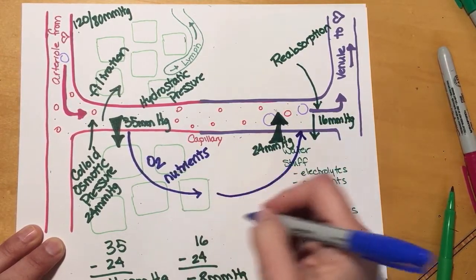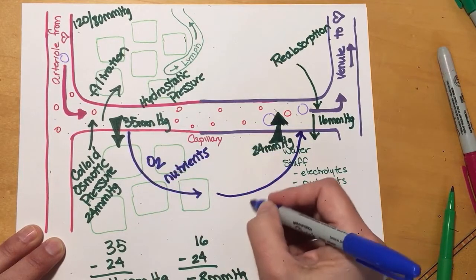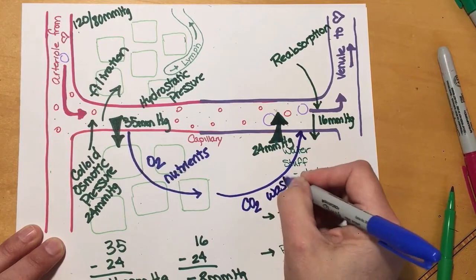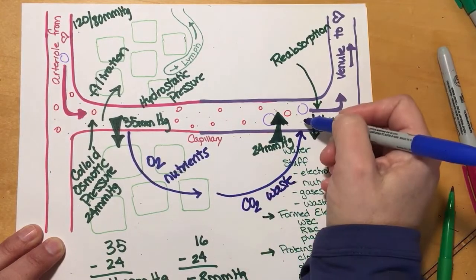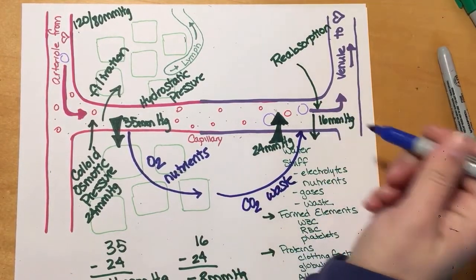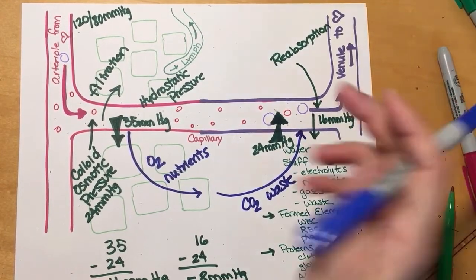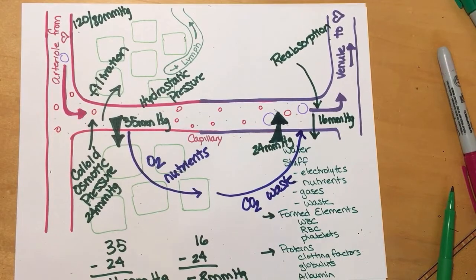And so anything that has built up in the interstitial space, like CO2 and other types of waste, are going to be pulled back into the capillary. They're then going to go back into the venule and head back into the systemic circulation to either be reoxygenated or excreted or filtered out in some way in some other organ.